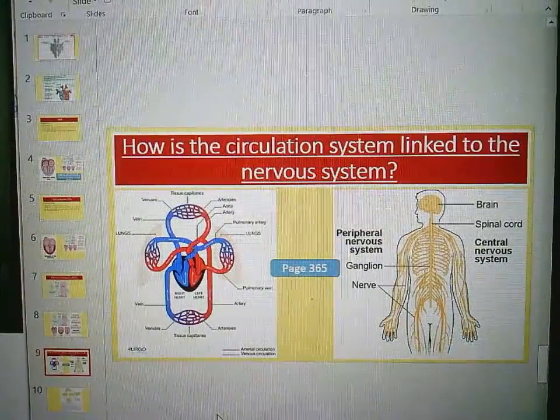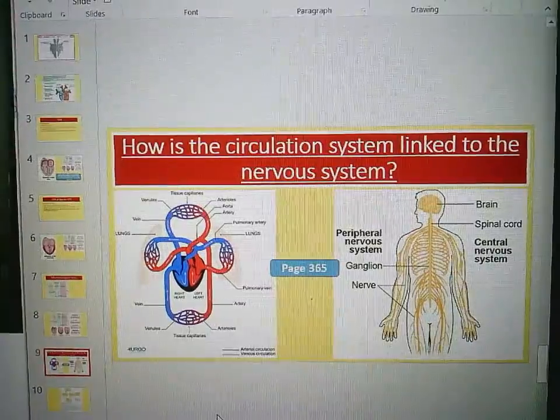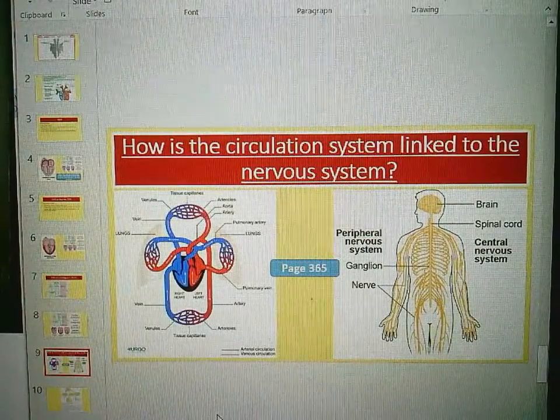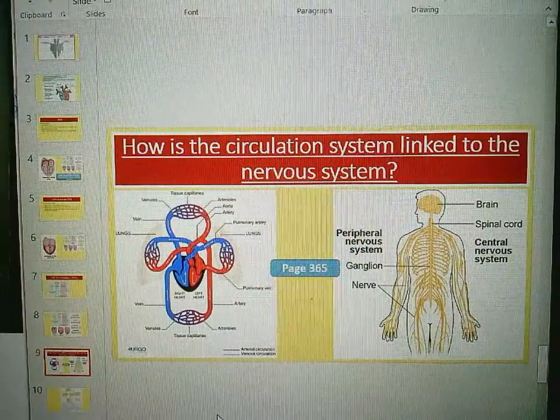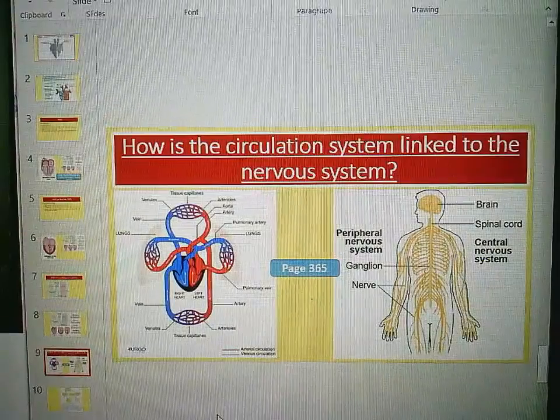Alternatively, we don't want our heart rate to be raised forever. We don't want it to go up and never come back down. So when you stop exercising, again, your central nervous system is going to send a message through the parasympathetic nervous system to your SAN saying, you need to slow down now.